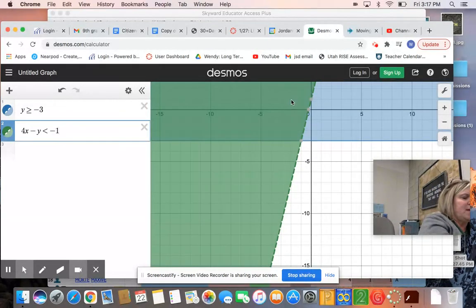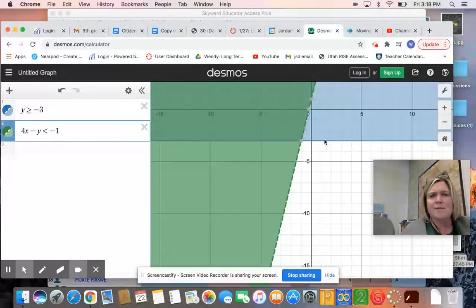Okay, how about (2, -1)? Is that part of the solution? No, because it's not in the green and the blue, so do not circle that one. How about (1, -3)? Nope. It's part of the blue, but not blue and green, so that is not part of the solution. So the only one that was part of the solution is (-2, 1). So circle that one. Okay, good job.